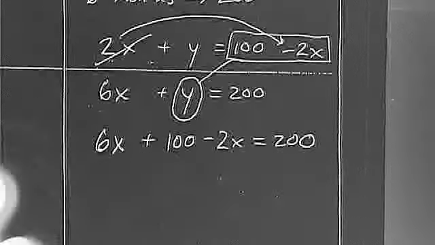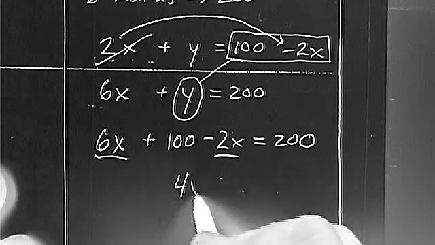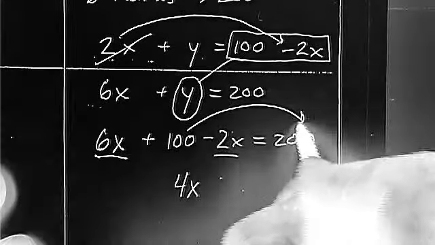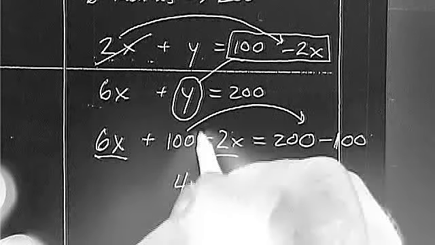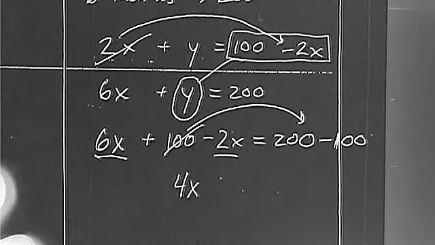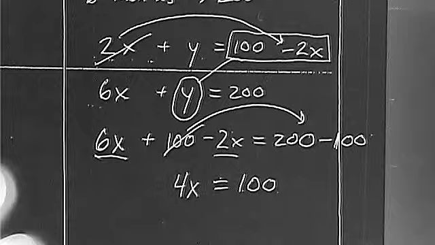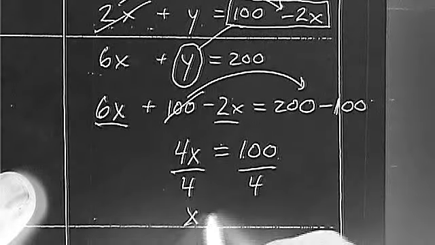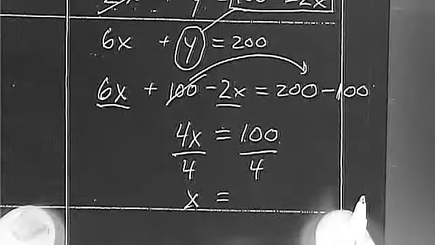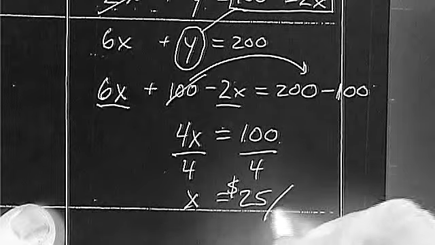Now we can start solving. 6x minus 2x, they're on the same side of the equation, so that can become 4x. We want the 100 to go to the other side, so we will subtract the 100 from both sides of the equation, giving me 100 on this side. Dividing by 4 gives me the monthly cost, right? X represented the monthly cost, so it's $25 per month.